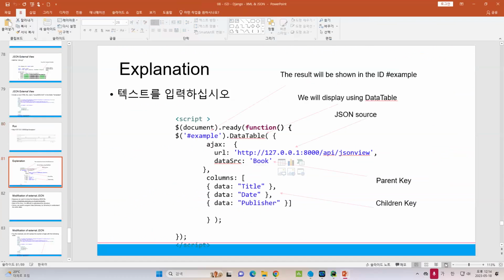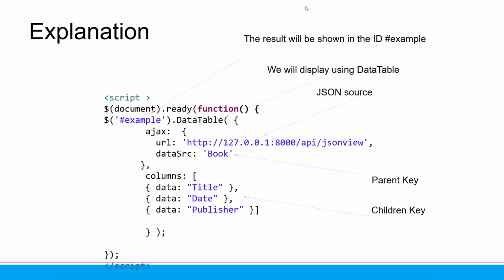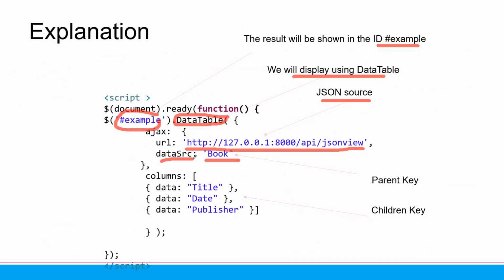Okay, so this is the explanation. We have the example, it refers to the ID example in the HTML, and we will display using the data table. And then this is the JSON source. So if you have any source, you can just put the link and then you can extract into your HTML file. And then this is the name we want to put into the variable data source, because this is the parent key and this is the children key. So the title, the date, and the publisher, we want to put those into the data, and the data will be the column of the data table.